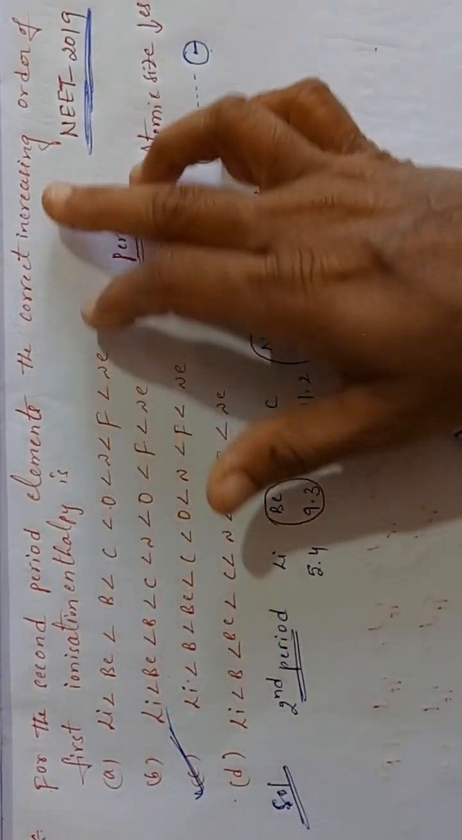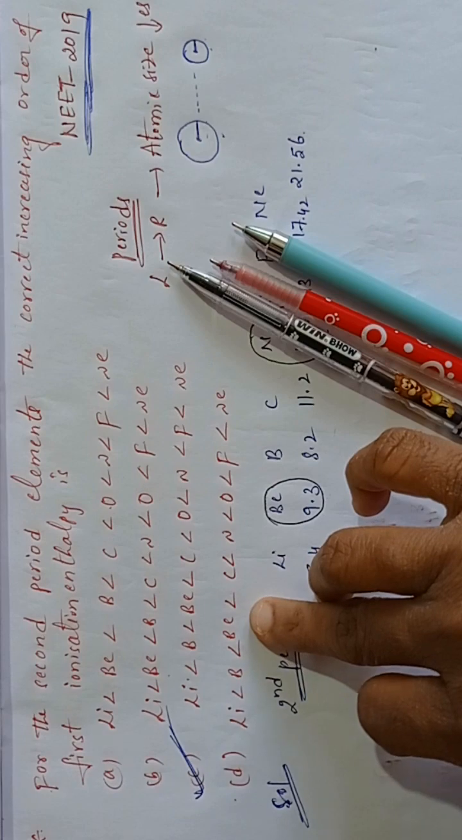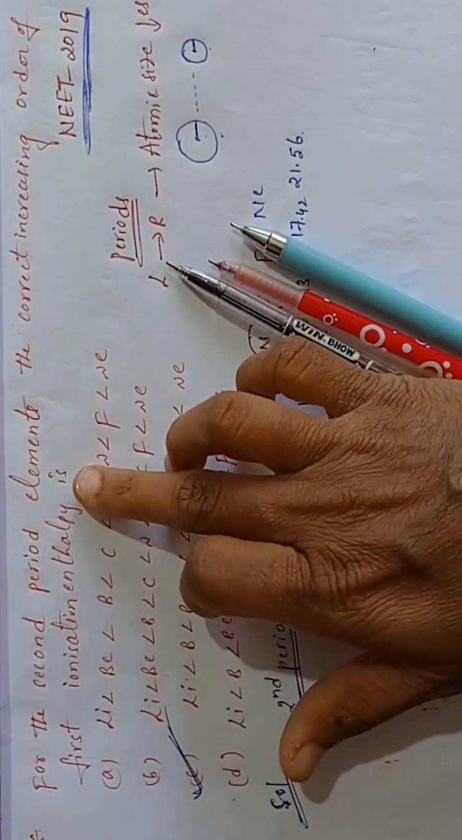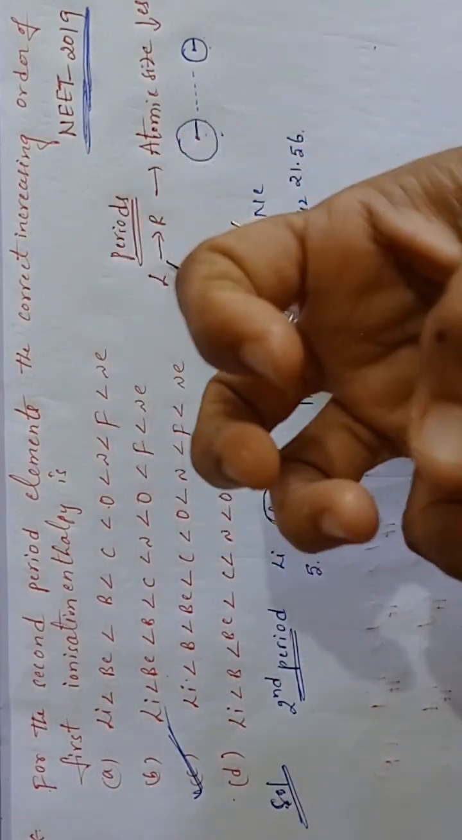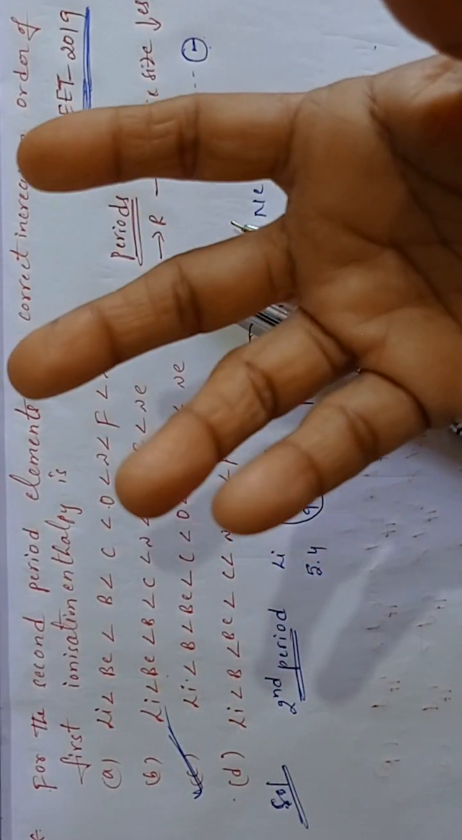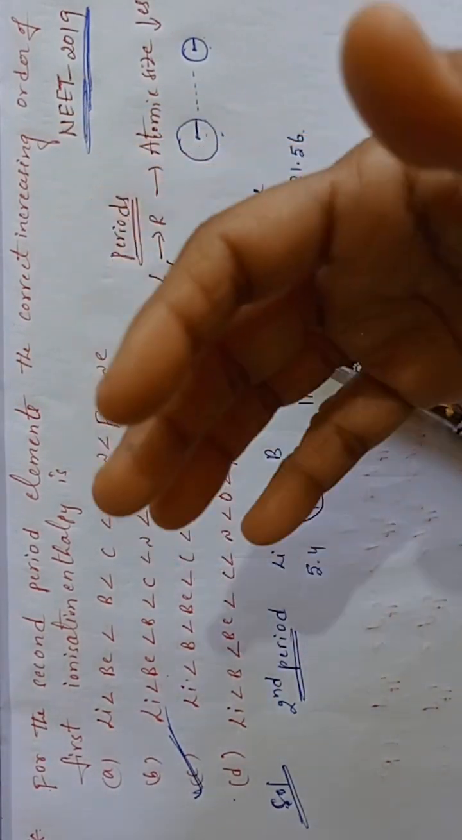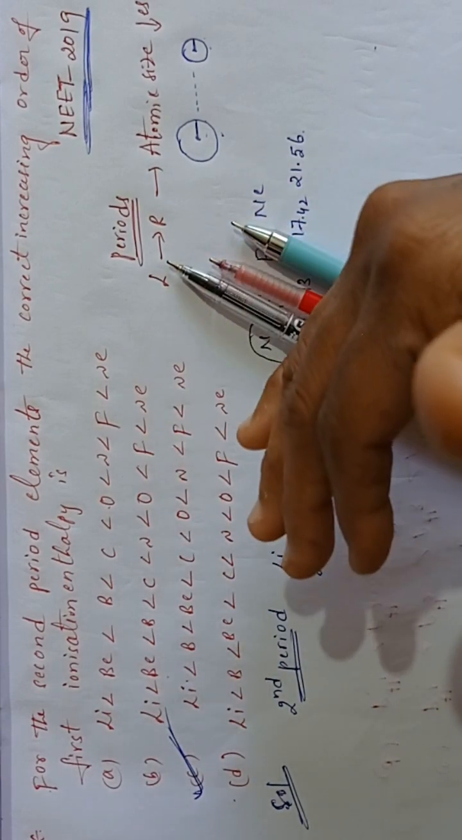For the second period elements, what is the correct increasing order of first ionization enthalpy? Four options are given; which is the correct answer? Now see, students, what is meant by first ionization enthalpy? What is ionization enthalpy? The amount of energy required to remove the electron from the outermost shell of an atom. That means how much energy is required to remove the first electron from the outermost shell of an atom, that is called first ionization enthalpy, students.